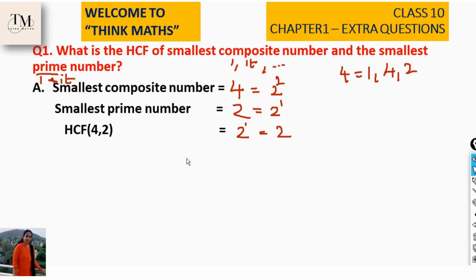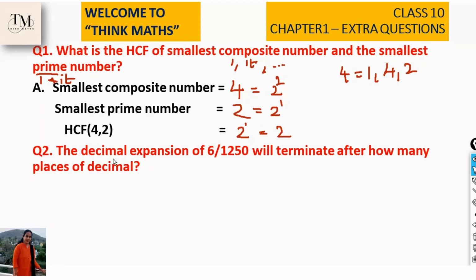Next question. The decimal expansion of 6 divided by 1250 will terminate after how many places of decimal? Without performing the long division, we have to find whether this expansion terminates or not. So, 6 divided by 1250. 6 can be easily factorized as 2 into 3. Now we have to factorize 1250. As it ends with 0, we can take 2 or 5.